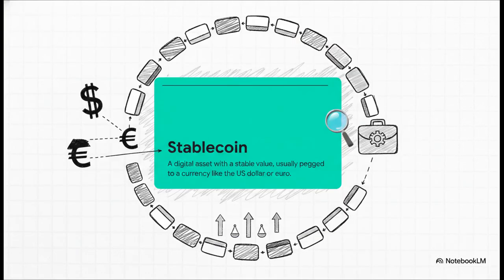So what exactly is a stablecoin, in simple terms? It's basically a digital token that's built to hold its value. Just think of it like a digital dollar or a digital euro that lives on a blockchain. And that stability, that's what makes it so incredibly useful for business.